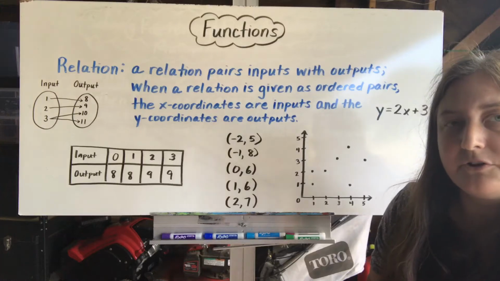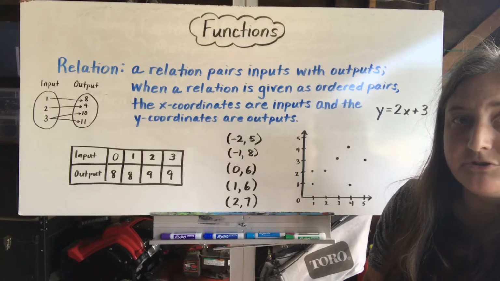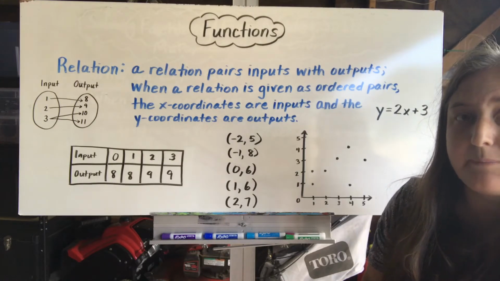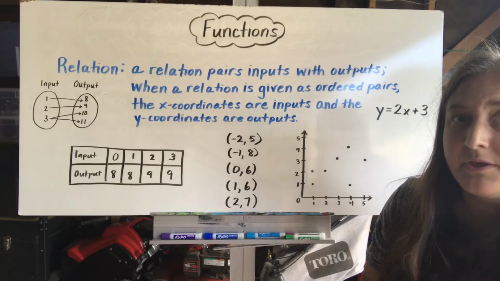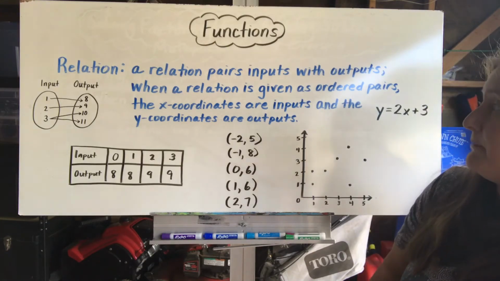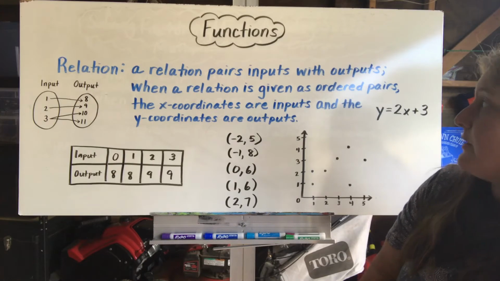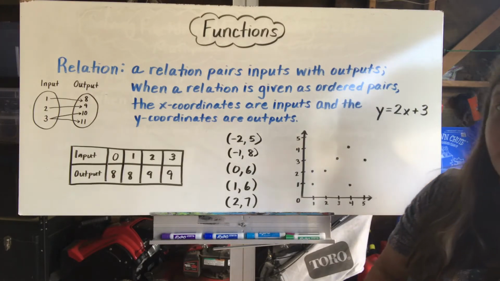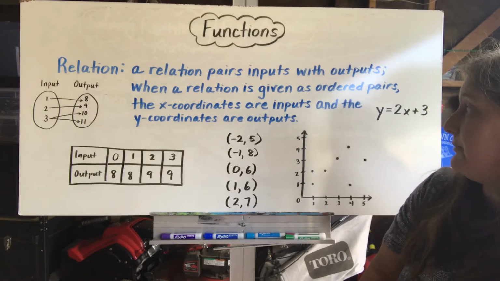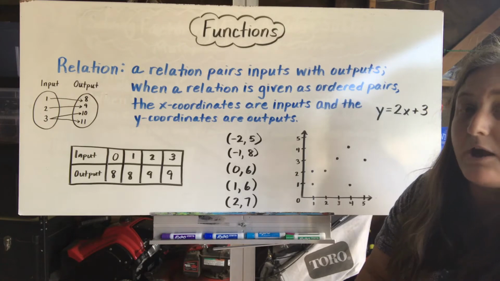Today our topic is functions, but we're going to start with a whole bunch of vocabulary. So our first vocabulary word is a relation. A relation pairs inputs with outputs, and when a relation is given as ordered pairs, the x coordinates are the inputs and the y coordinates are the outputs.